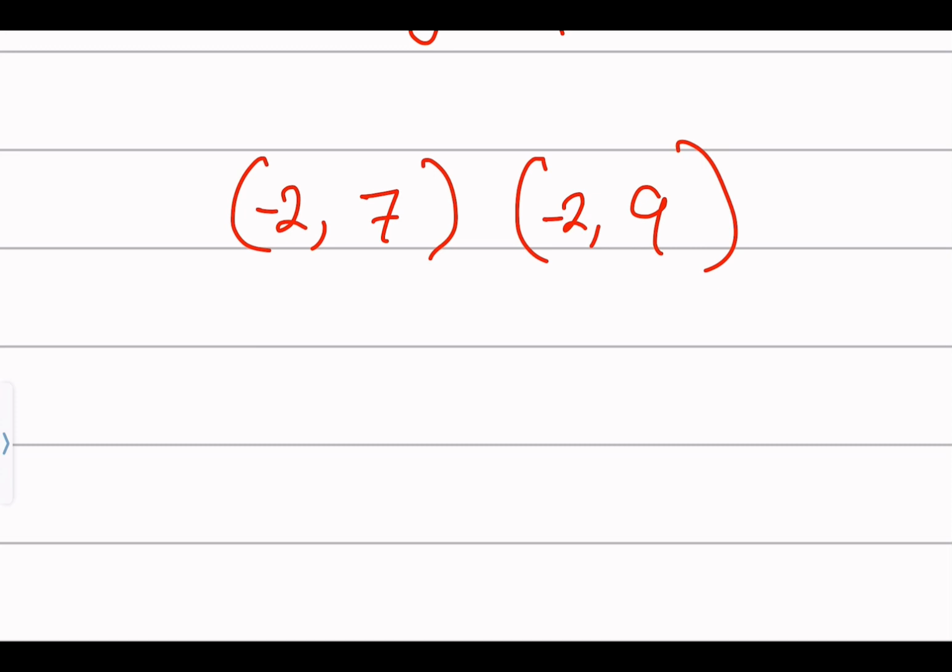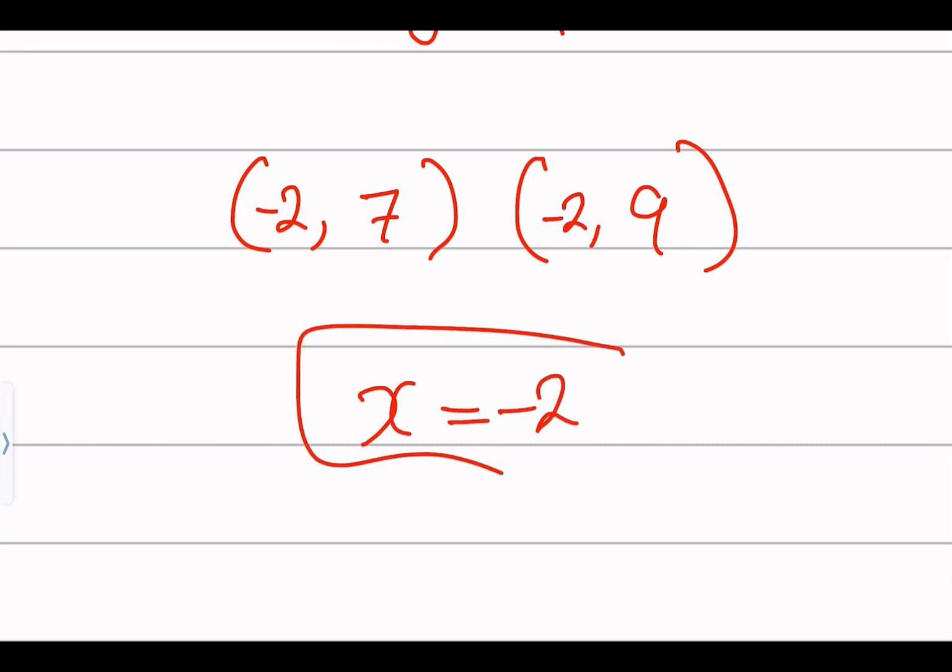Now, the last example I'm going to ask you. If the question is negative 2, 7 and negative 2, 9, do you see something strange? I don't want you to say there's two. The x value is both negative 2. The x values are the same. Guess what your answer will be? Now it's not going to be y, it's going to be x equals negative 2. And that's your answer.